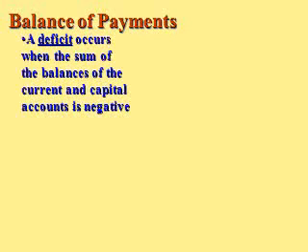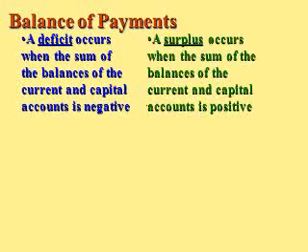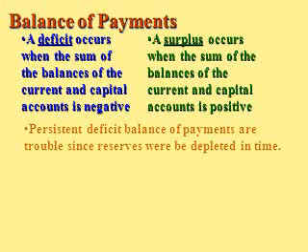All right, balance of payments. A deficit occurs when the sum of the balance of the capital account is negative, and a surplus occurs when it is positive. Okay, persistent deficit balance of payments are trouble since reserves are being depleted over time, and that is not good because we're always going to be trying to dip in and get our money back, and we're going to be using the foreign money to get back.